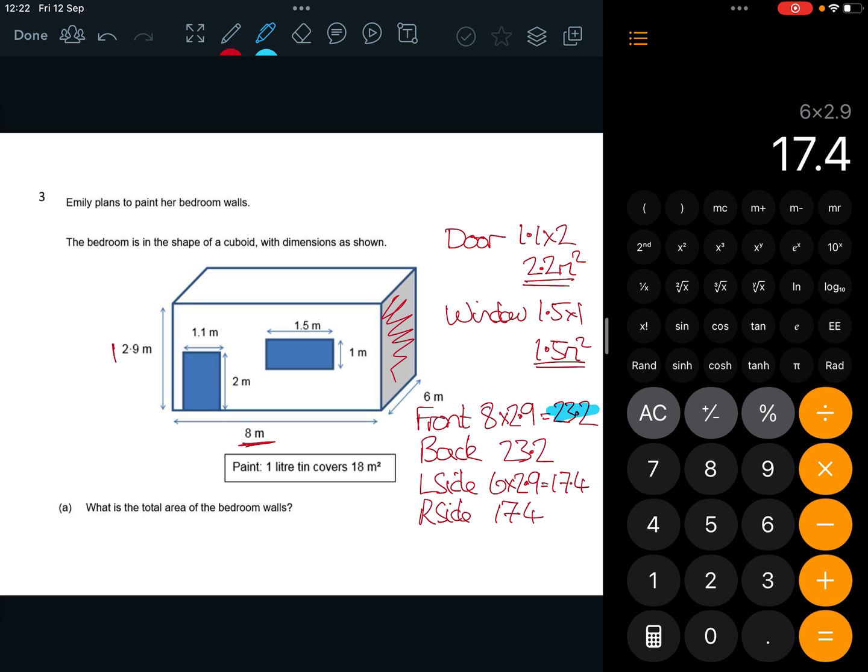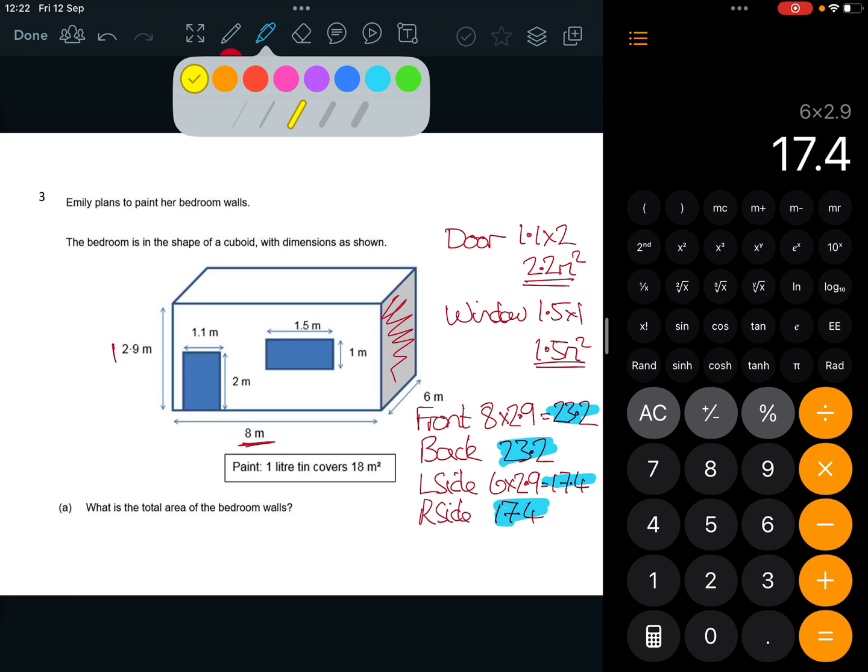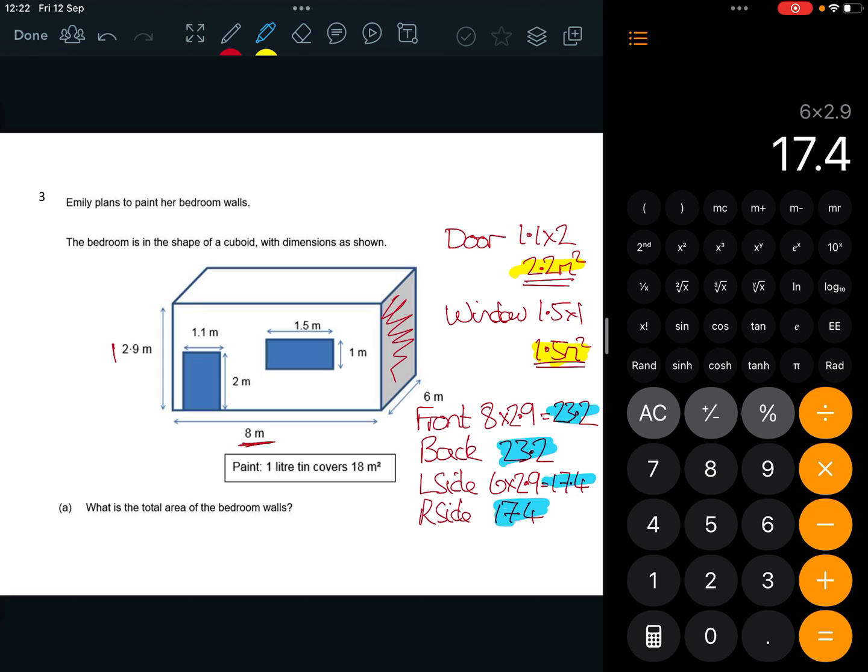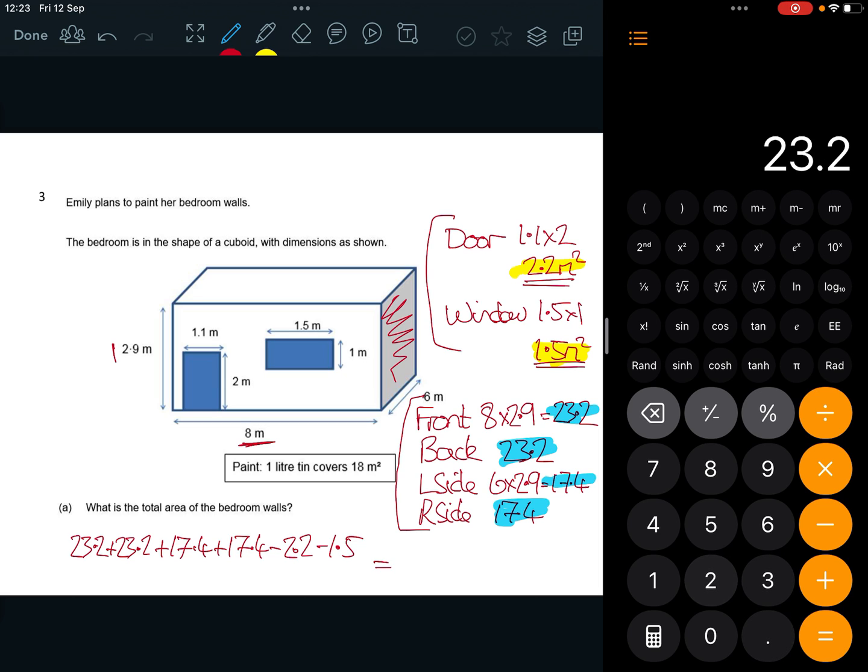So you've got the areas that you are going to paint. You're going to paint the front, the back, and the two sides. Obviously there's two parts that you can't paint, and that's areas of these. So what we're going to do is add all these together and then take away these. So we just have one big sum: 23.2 plus 23.2 plus 17.4 plus 17.4, take away 2.2, take away 1.5, and hopefully this works out.